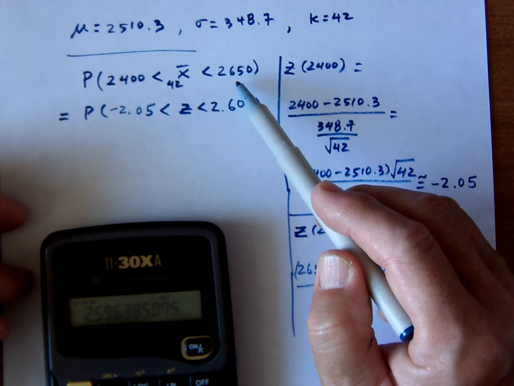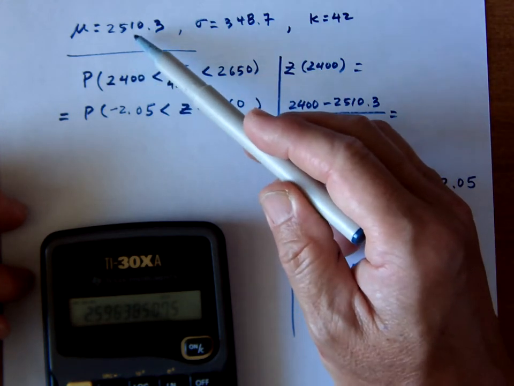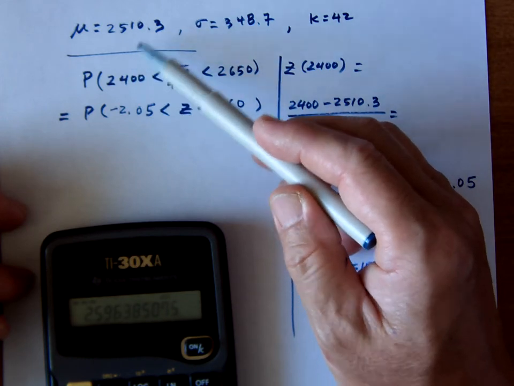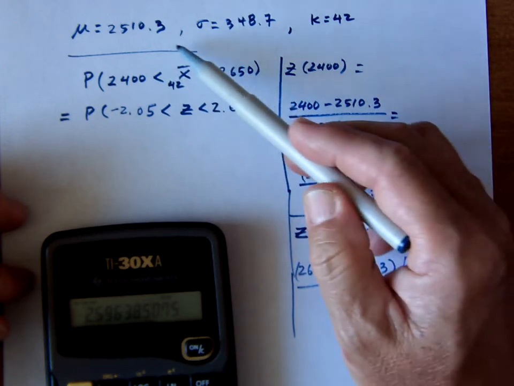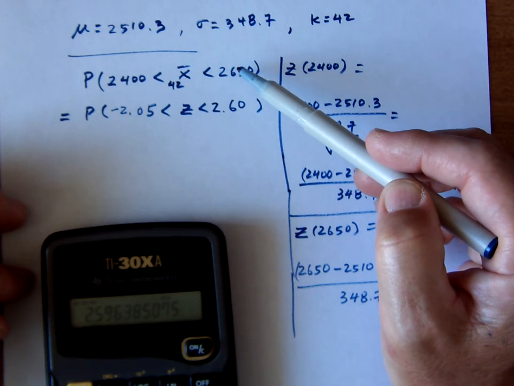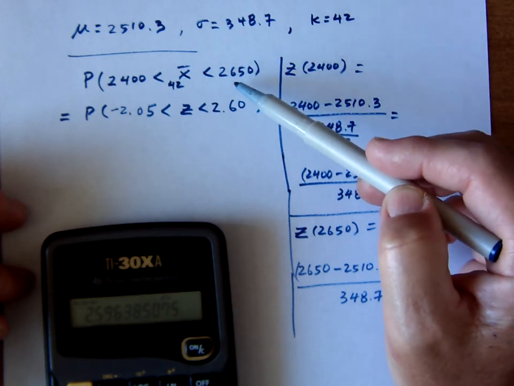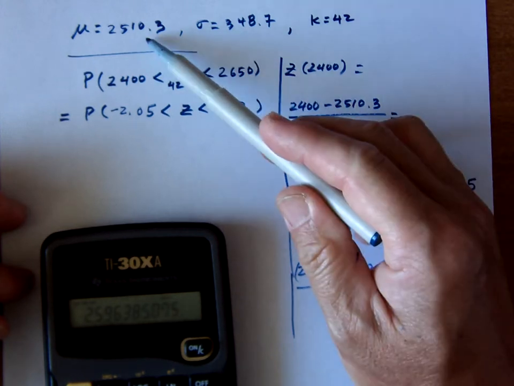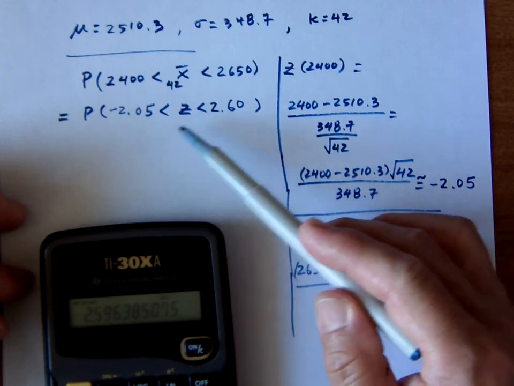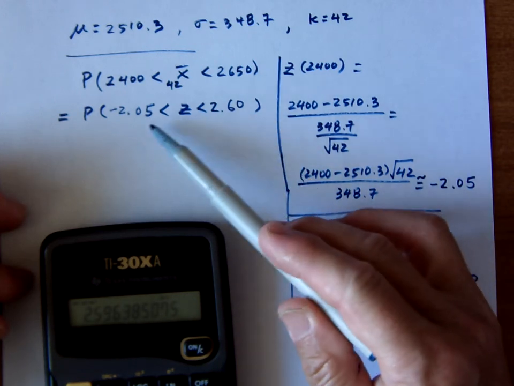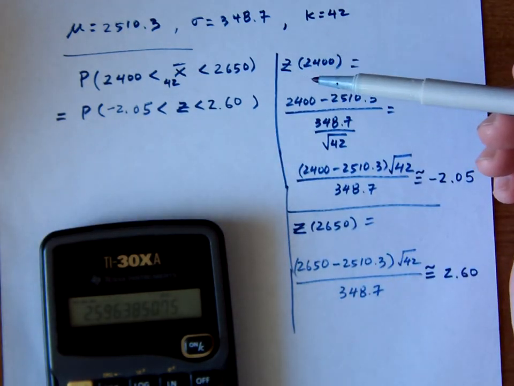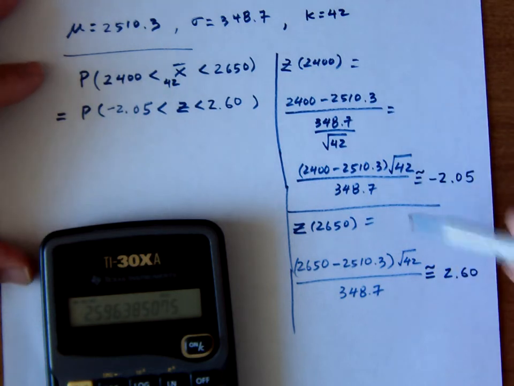Just check this value. This is about 110 units away, whereas these two are separated by about 140. That means this value is farther away from the mean than 2400, meaning the absolute value of this z value should be larger than this absolute value. That checking technique is important in case you make a little error.